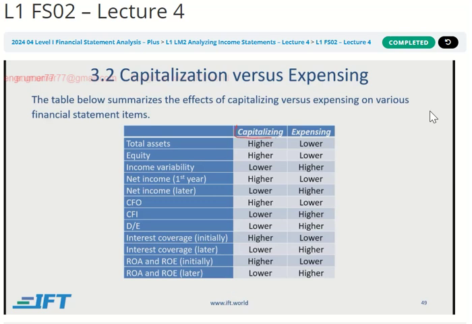Now, if you're capitalizing something, which means your assets will be recorded. So therefore, obviously, your total assets will be higher. If you're expensing it out, then definitely your total asset will be lower. Very, very logical. And if you're expensing it out, naturally your equity will take a hit and therefore equity will be lower as well. If you don't expense it out, if you capitalize it, your equity will be higher.